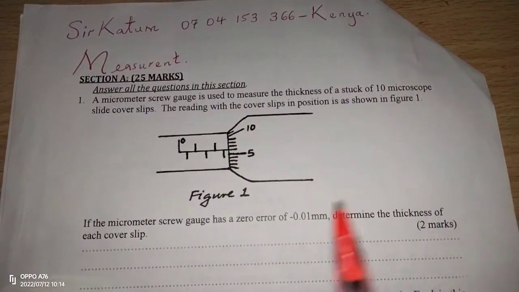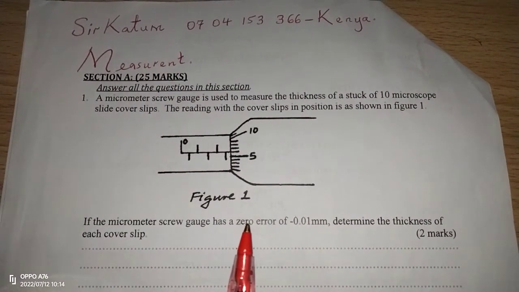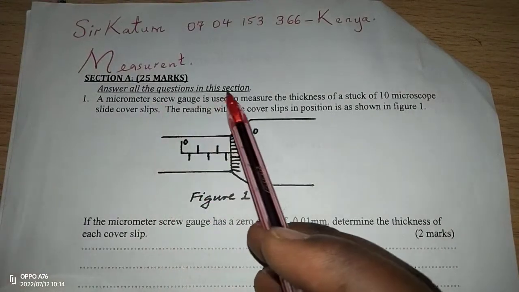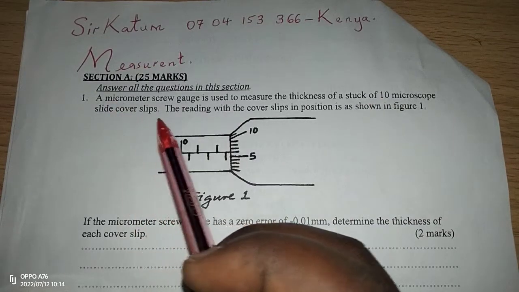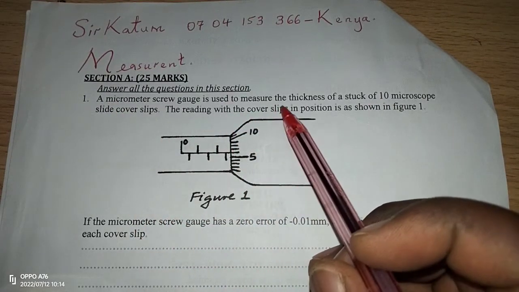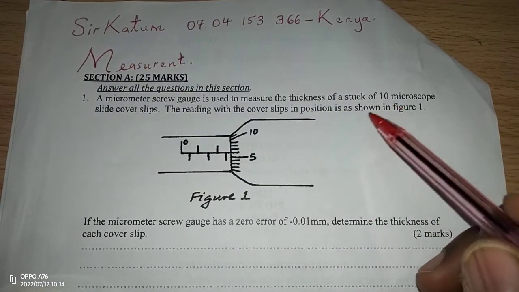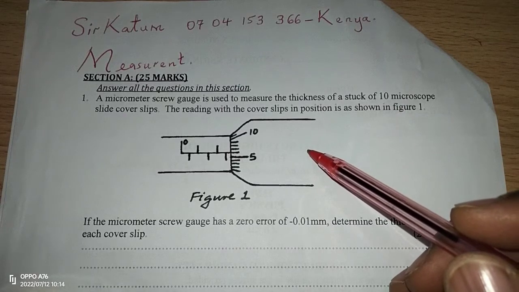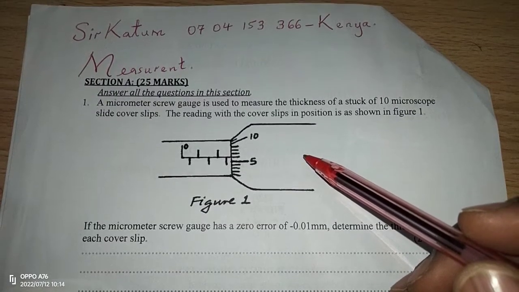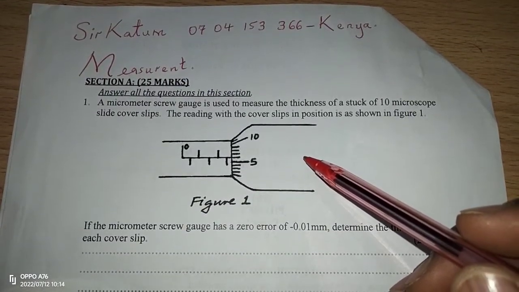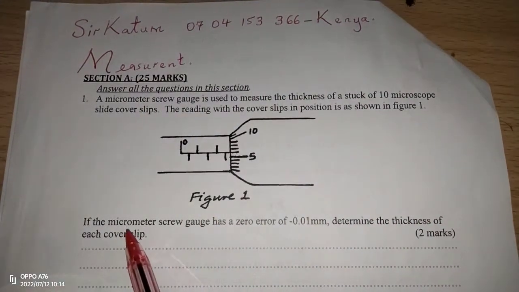We are going to look at the use of a micrometer screw gauge, measurement 2, physics. A micrometer screw gauge is used to measure the thickness of a stack of 10 microscope slide cover slips. The reading with the cover slips in position is as shown in figure 1 below. Therefore, the figure here is showing us the measurement shown when 10 microscope slide cover slips were fixed in a micrometer screw gauge. Let us look at what the question is telling us.